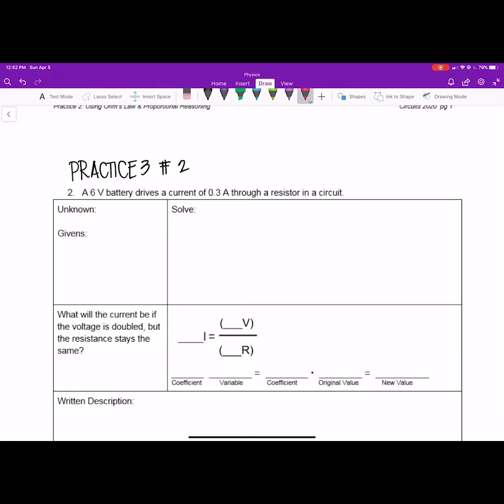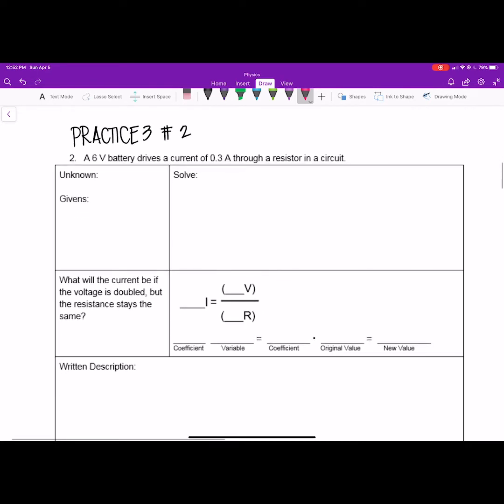Hello everybody, welcome back. This is for practice 3, number 2. Once again, we're practicing how to use Ohm's Law and proportional reasoning. So we are going to just take a look at what we're given here. And we have that there's a 6-volt battery. That means our voltage is 6 volts.